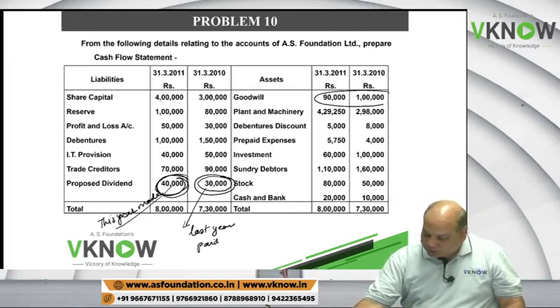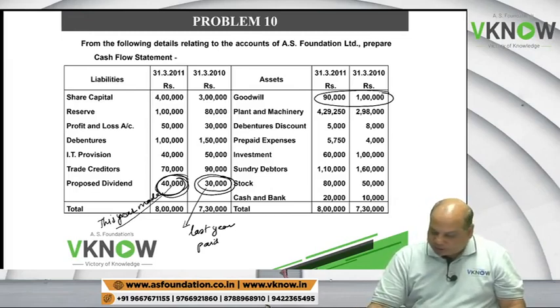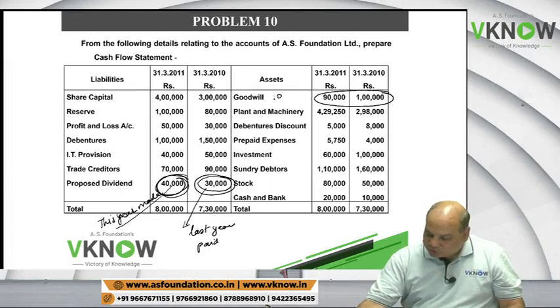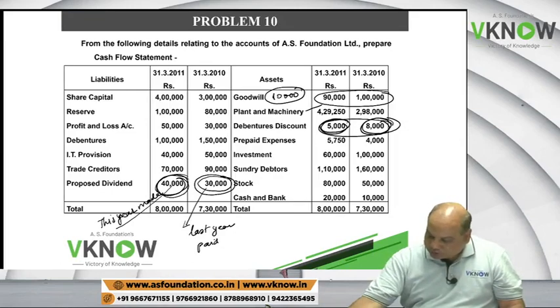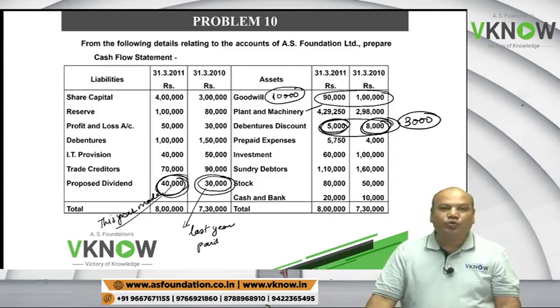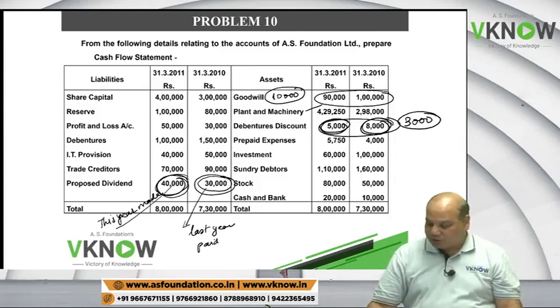Goodwill, like question number 9, goodwill 10,000 rupees written off. So add back in adjustment. Then you have plant and machinery. Debenture discount, again same. Opening is 8,000, closing is 5,000. Debenture discount written off 3,000, you have to add back in adjustment.